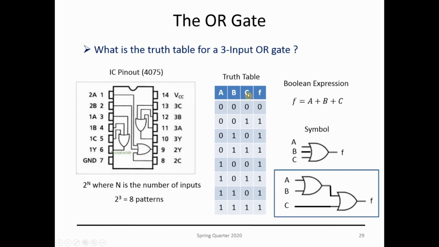And if I don't have these ICs available, if I only have the 2-input gates available, I can always represent or design this 3-input gate as 2-input gates. This is true for any logic gate. So this has the same behavior as the one on the top here.